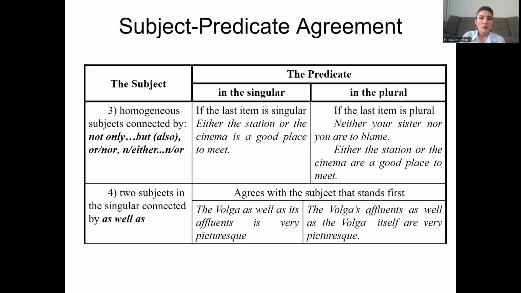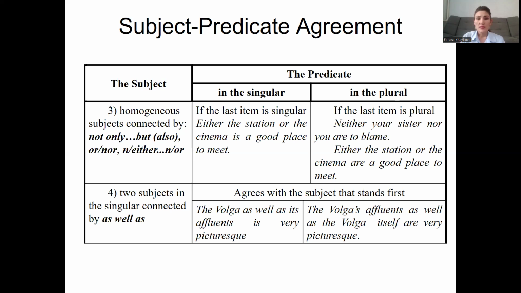The third one: homogeneous subjects connected by not only but also, either or, neither nor. If the last item is singular: either the station or the cinema is a good place to meet. If the last item is plural: neither your sister nor you are to blame. Either the station or the cinemas are a good place to meet.